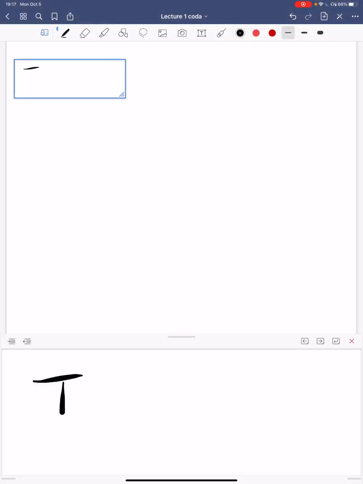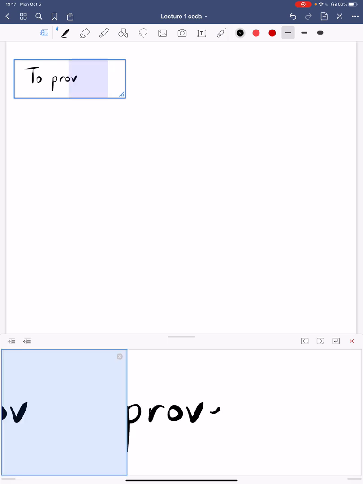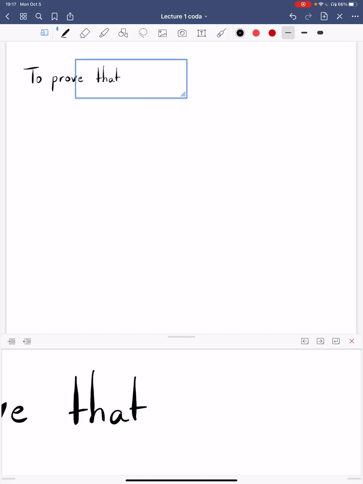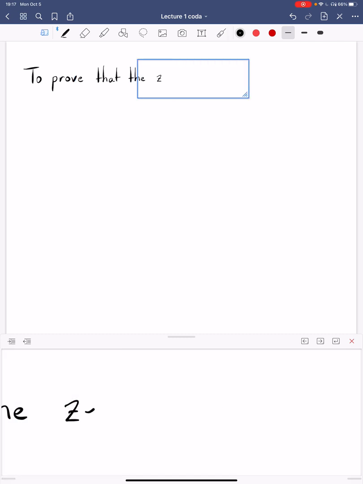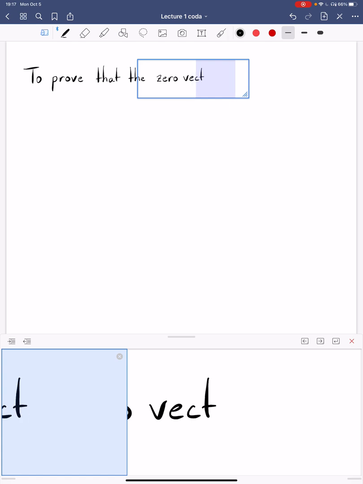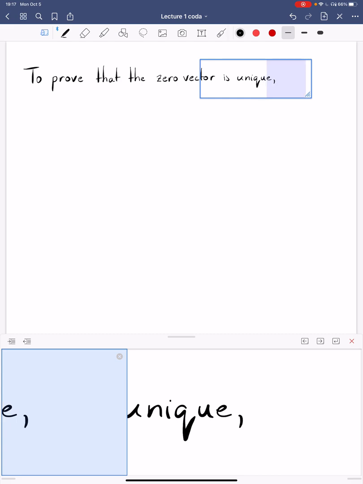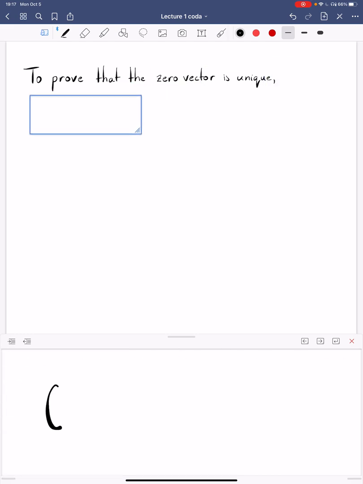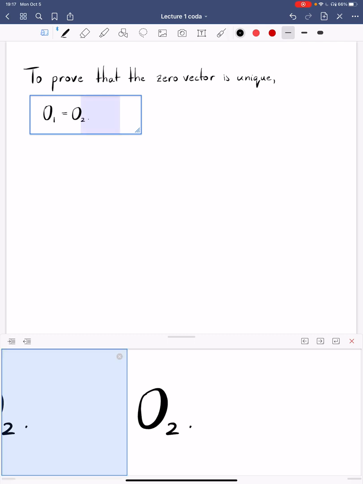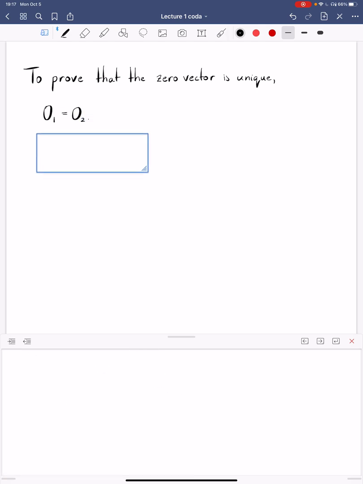Okay. And to prove that the zero vector is unique, what we really want to show is that these two potential zeros are actually the same thing. So that 0_1 and 0_2 are the same. They're not distinct. They're just the one unique zero vector in the vector space V. So how can we prove that using this property that both of them have, namely that they're inert with respect to vector addition? They don't change anything.